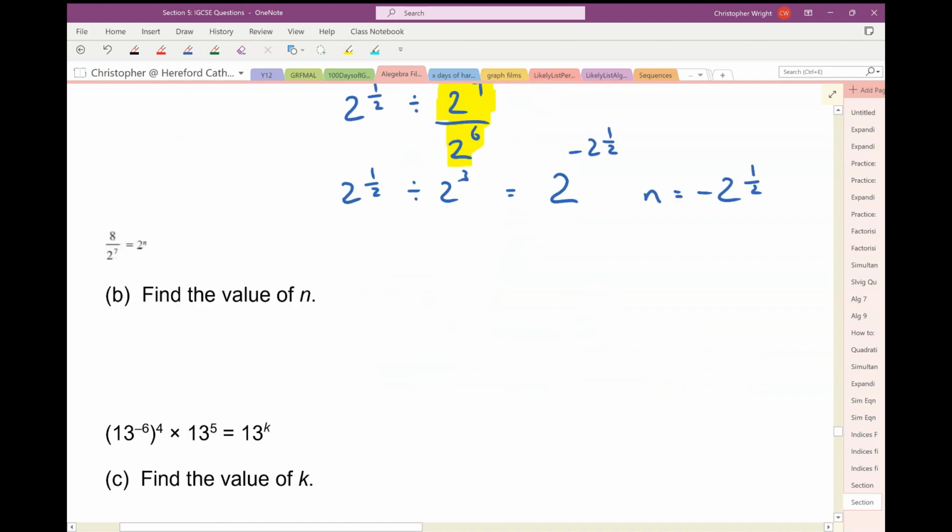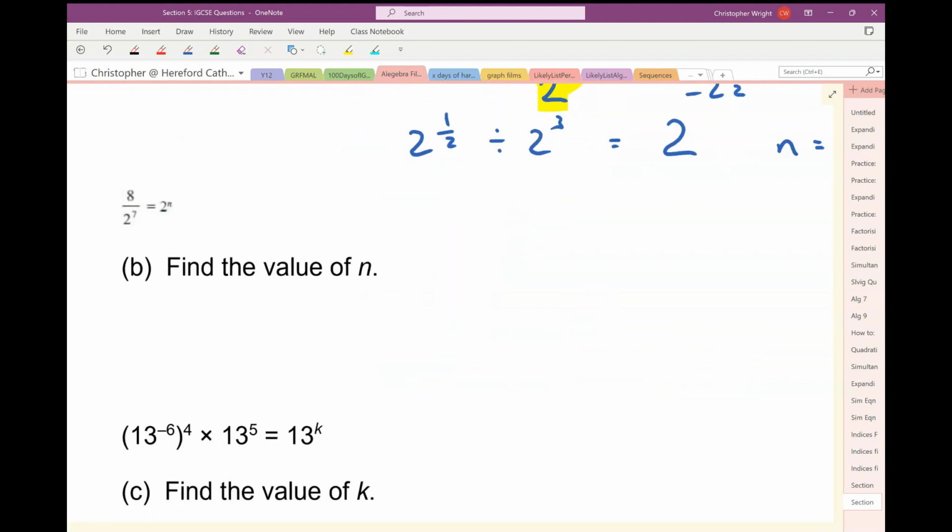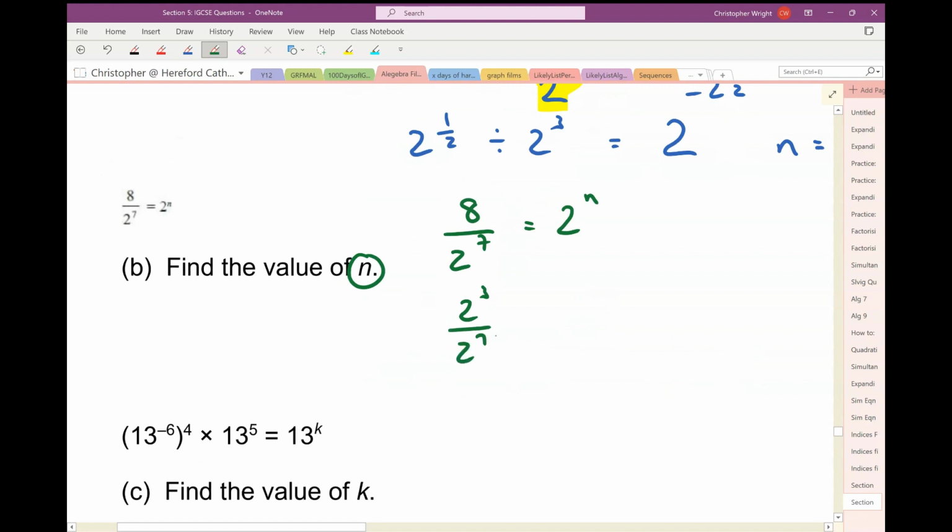Right, let's look at part B. I've got 8 over 2 to the power of 7. And that equals 2 to the n, and I'm being asked to find the value of n. So again, I'm being asked to write the left-hand side as 2 to the power of something. So I'm going to write the left-hand side in base 2. 2 cubed over 2 to the power of 7 equals 2 to the power of n. Well, 2 cubed over 2 to the power of 7 is 2 to the power of minus 4. So n must equal minus 4.